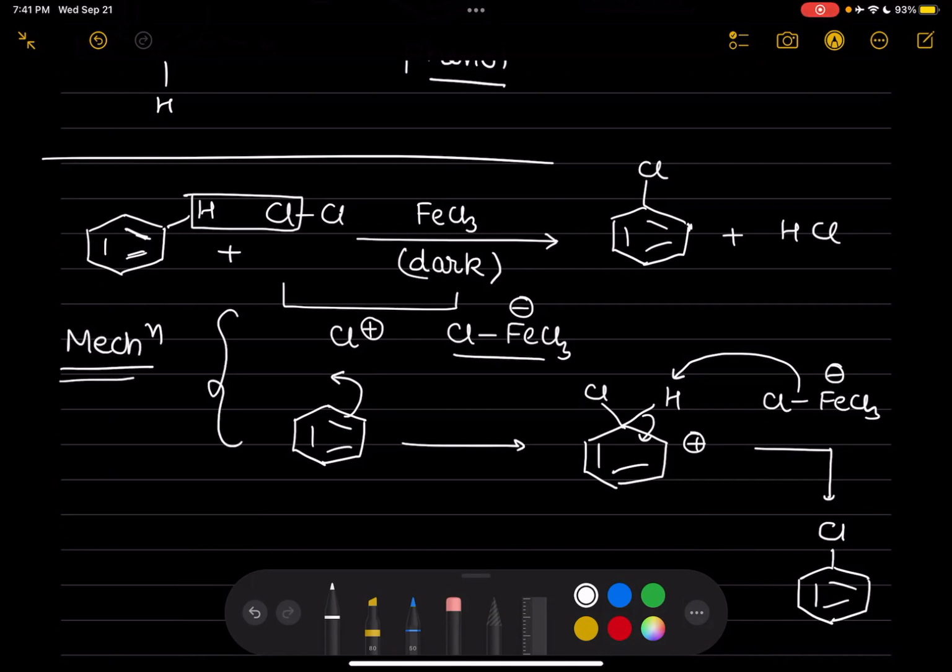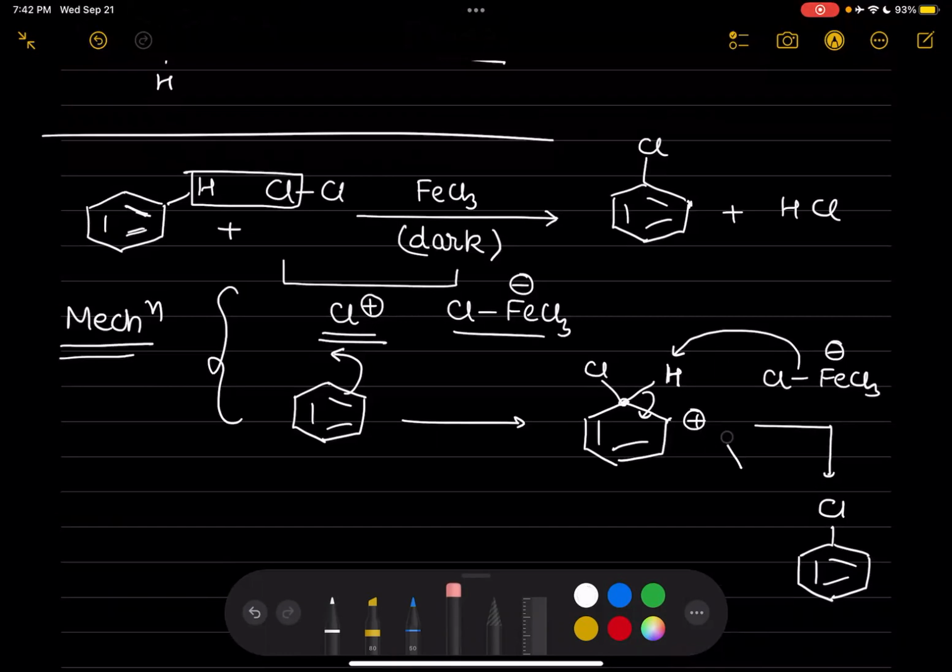So FeCl3 comes and joins on the chlorine and it breaks away Cl minus, leaving behind Cl plus. This Cl plus will take the electron from the benzene and it will get connected. Hydrogen was already there, but now I am showing it. Because the Cl plus has joined itself by taking the electron out of the benzene, you will have a plus charge on the position adjacent to where the Cl has attached itself.